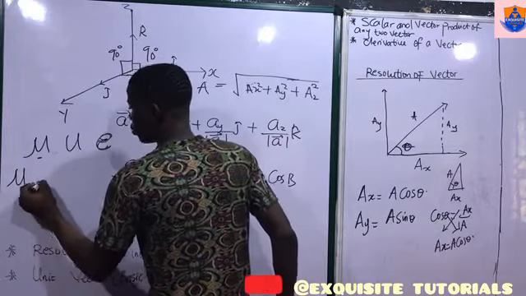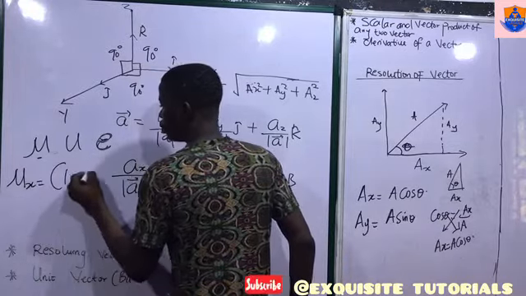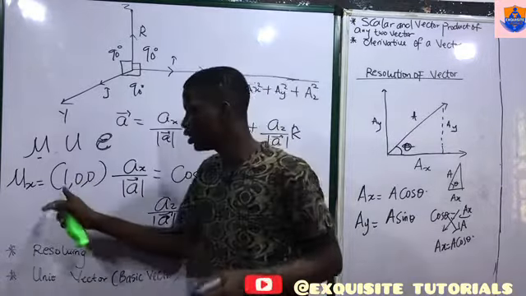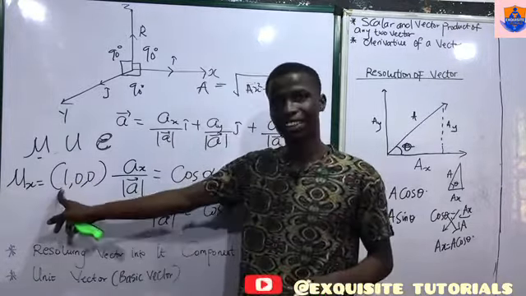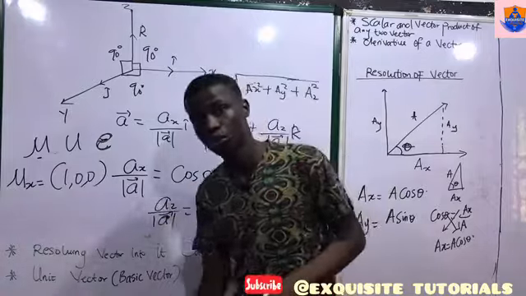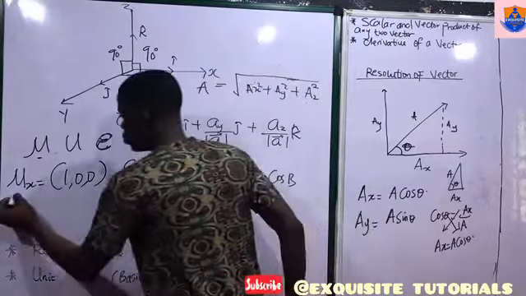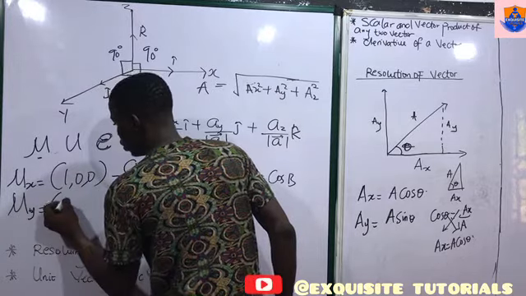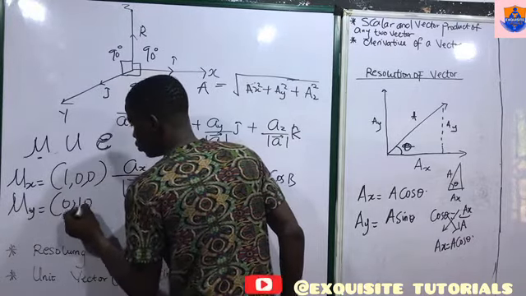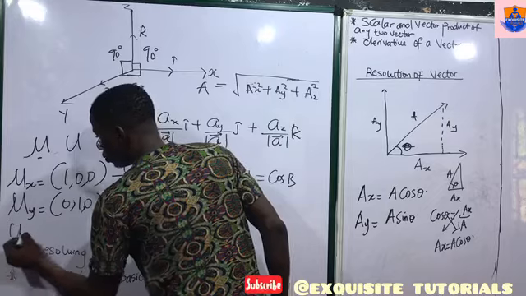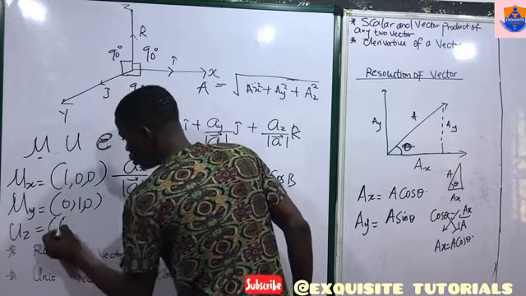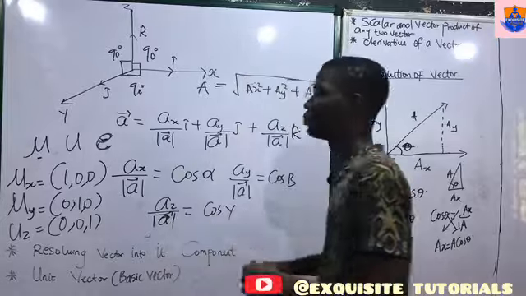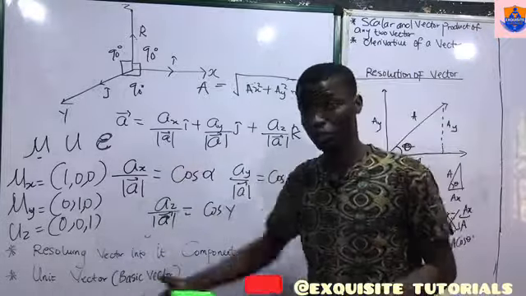U of x is equal to (1, 0, 0). This is a three-component vector, but only its x-axis has a magnitude, the remaining ones have 0. Same goes with the y: (0, 1, 0). And same goes with the z: (0, 0, 1). So that is that under that part. I call these vectors basic vectors.